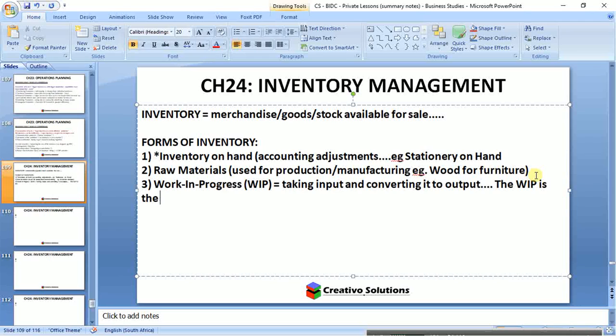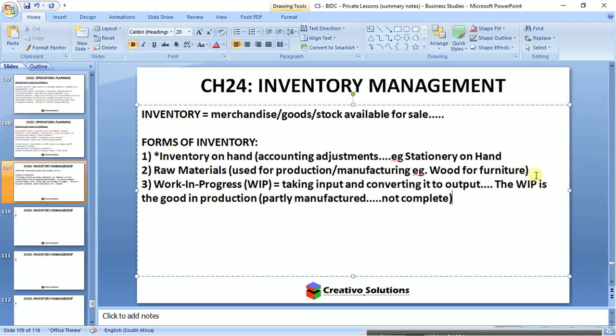It says the good in production. Brackets, partly manufactured, not complete yet. That's the key. So it's anything that's still going to have to be finished. As you said, it's incomplete. Right, goods that are not finished have to be manufactured completely.